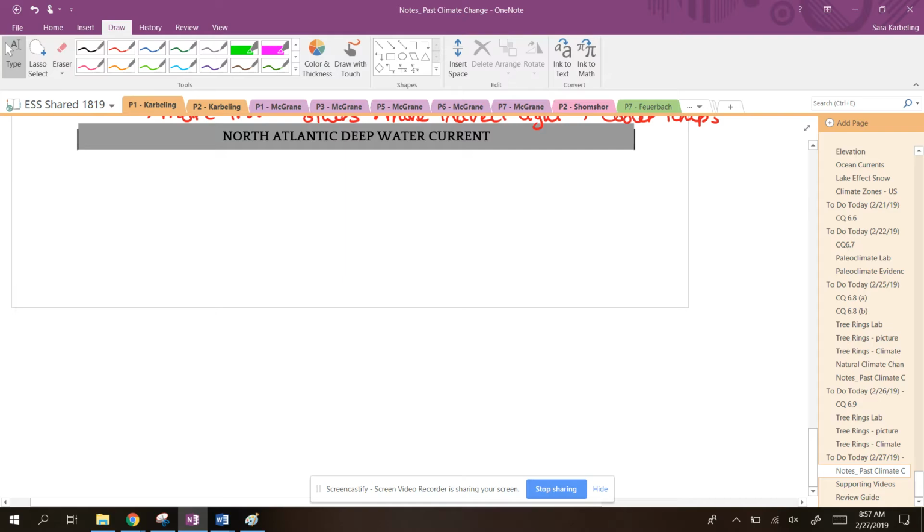Last one. The North Atlantic Deep Water Current. That's a lot of words, or a lot of letters to say. And because we're kind of lazy, we're going to call that the NADW or the NADWC. The North Atlantic Deep Water Current. So we know that currents flow, right? What causes ocean currents to flow? Do you know? Let me back up a step. What is an ocean current?